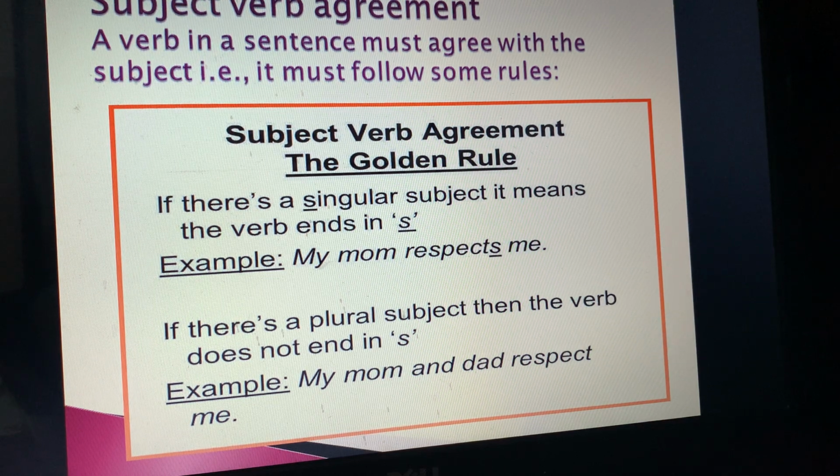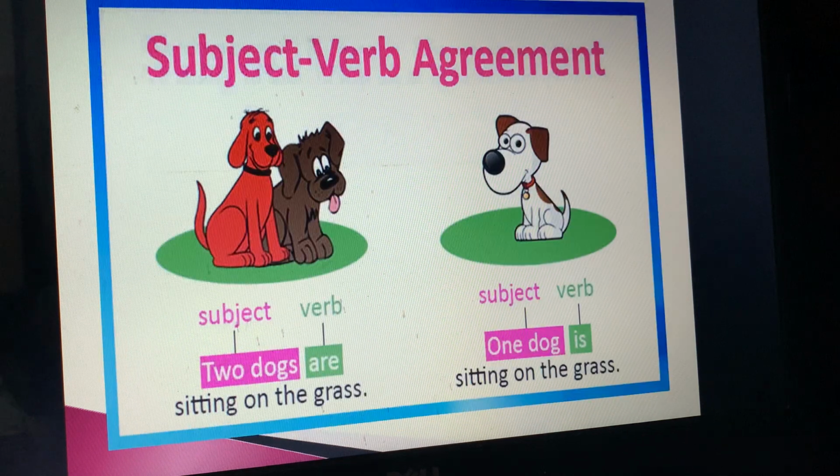Fine. So the rule you have to learn is, there is only one rule in your syllabus, not more than that. If the subject is singular, the verb will be singular. If the subject is plural, the verb will be plural. Fine. This is the golden rule of subject verb agreement. There are many rules, but in your syllabus there is only one rule.